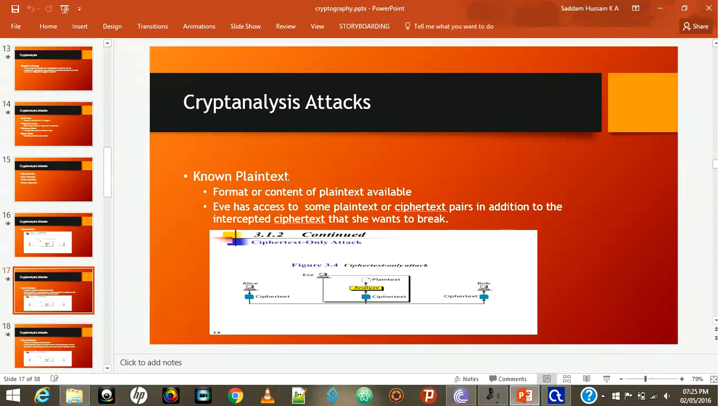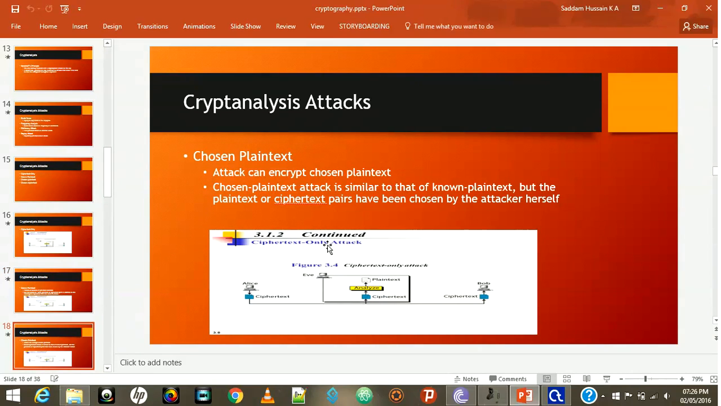Then we have known plain text. What is known plain text? Known plain text is nothing but the format or content of the plain text being available. That is, Eve has access to some plain text or ciphertext pairs in addition to the intercepted ciphertext that she wants to break. Example, Alice sends ciphertext to Bob. Eve attacks the ciphertext and has some access to the plain text, so she decrypts it using some algorithm, then compares with the plain text, and she will get the original message. That is known plain text.